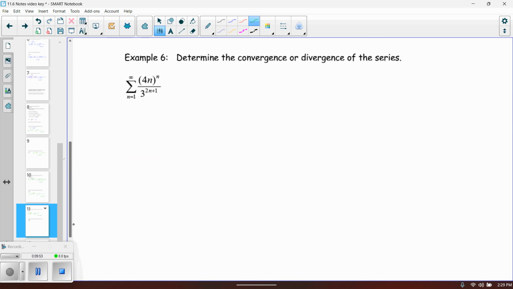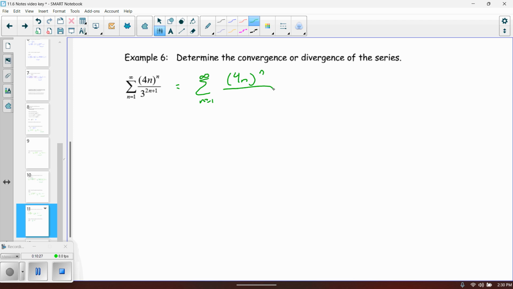All right, example number 6. Let's see, I've got 4n to the n power over 3 to the 2n plus 1 power. Again, everything here is being raised to an n power, so we can apply the root test. You may want to rewrite some of this. As a matter of fact, let's go ahead and do that. I'm going to rewrite this just to make it easier as 4n to the n. There's no problem with that.